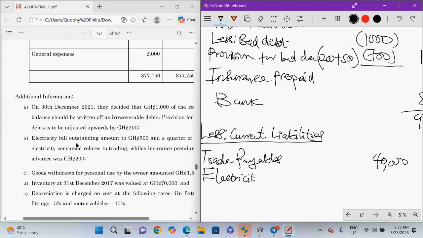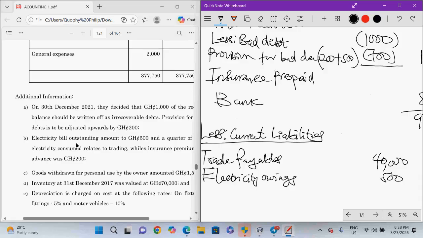So electricity owings. What is the amount given to that? 500. What else?